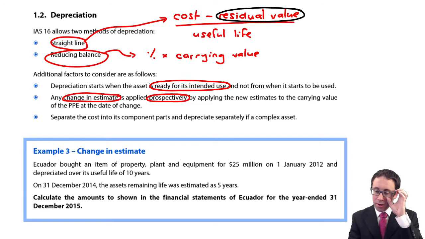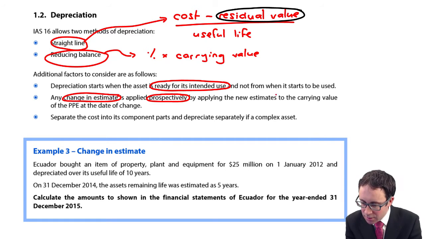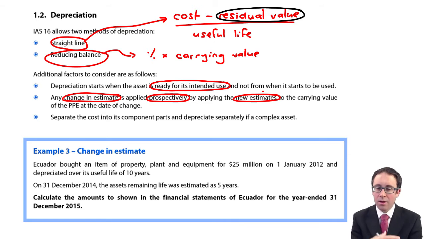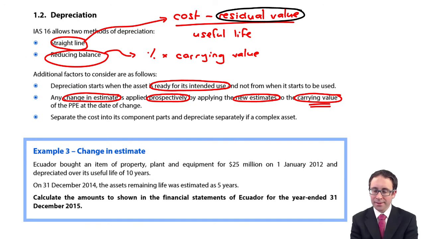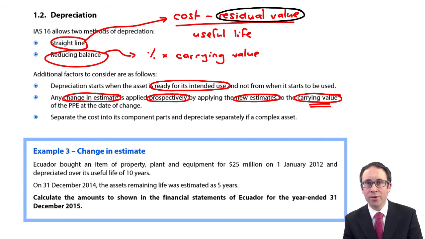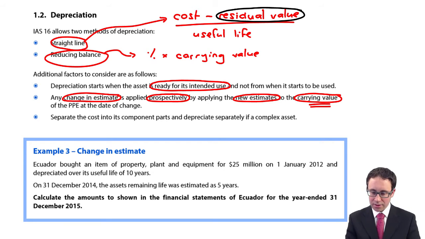However, what you then do is take the new estimates, so the new method or the new life or the new residual value, and apply that to the carrying value. Okay, so let's just go through. We'll leave the third bullet point for now. Let's have a look at example number 3, this change in estimates.